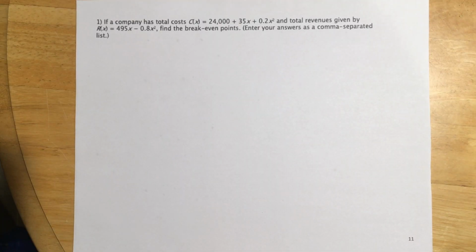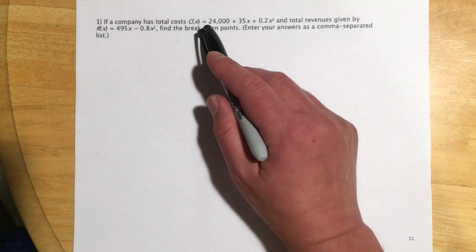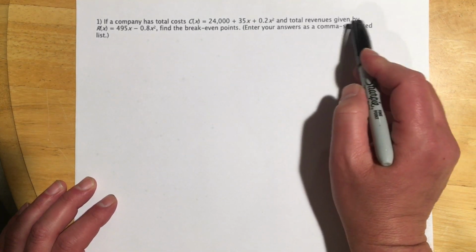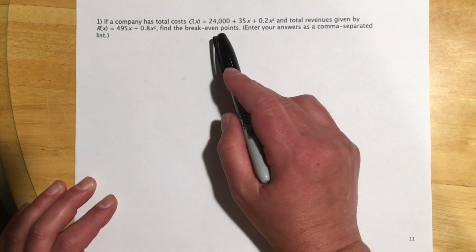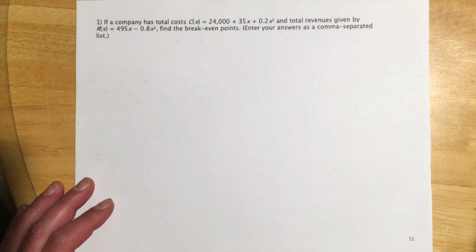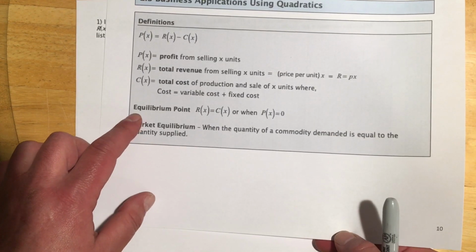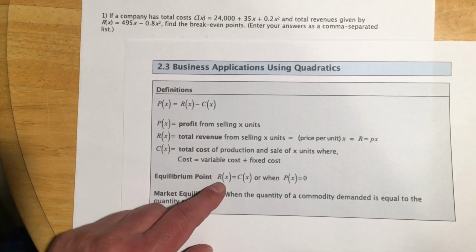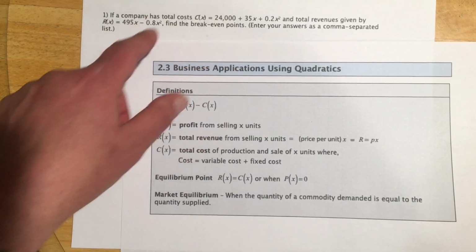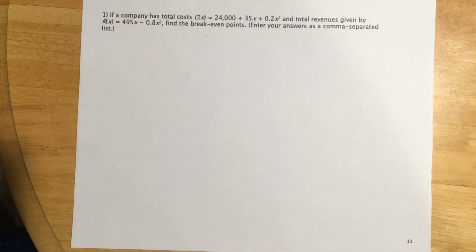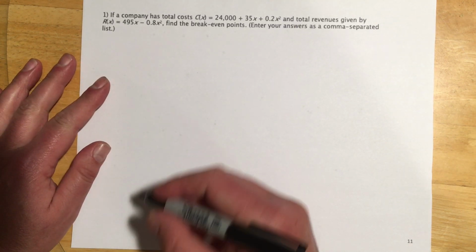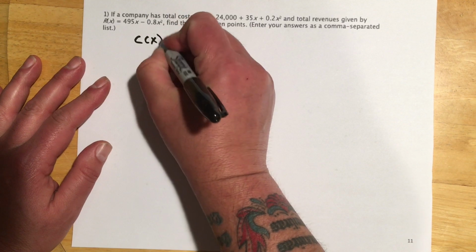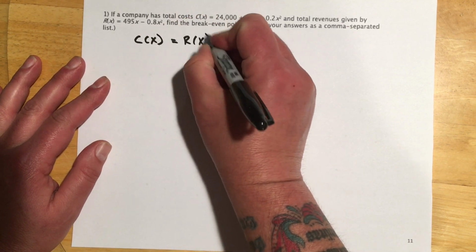Okay, so this first example, if a company has a total cost of that and total revenues given by that function, find the break-even point. So back here, the equilibrium point or the break-even point, same thing, is where revenue equals cost. So we just have to set these two functions equal to each other and then solve. And if we're solving, that means we're using the quadratic equation. So doing cost equals revenue, so C of x equals R of x.